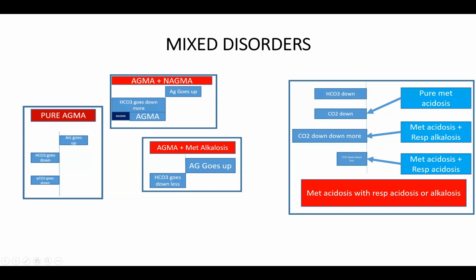Supposing instead of PCO2 going down from 40 to 30, it went to 25. That means you expected the PCO2 to go down by 10 as a compensation, and something else reduced PCO2 from 30 to 25. That means there is a metabolic acidosis and another process reducing the PCO2 from 30 to 25. That's respiratory alkalosis. So this is mixed metabolic acidosis and respiratory alkalosis.